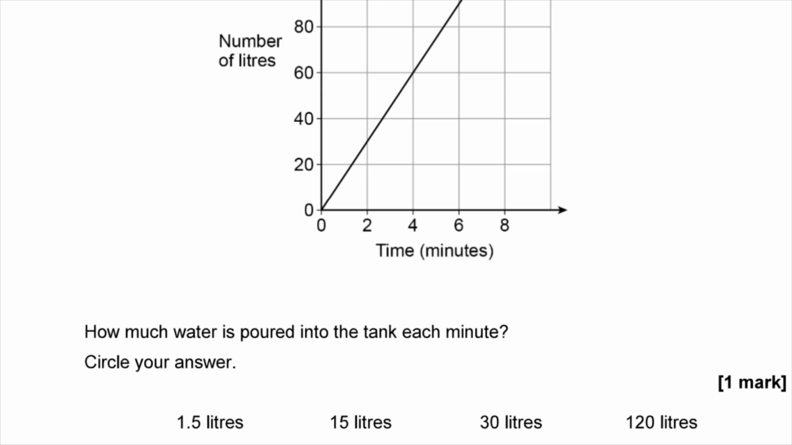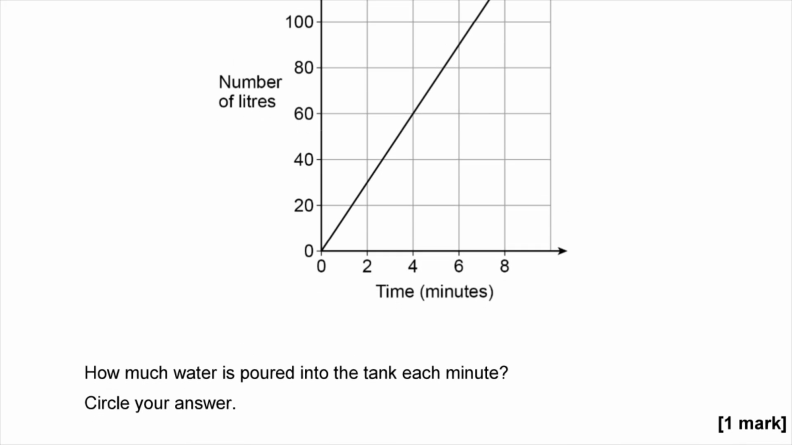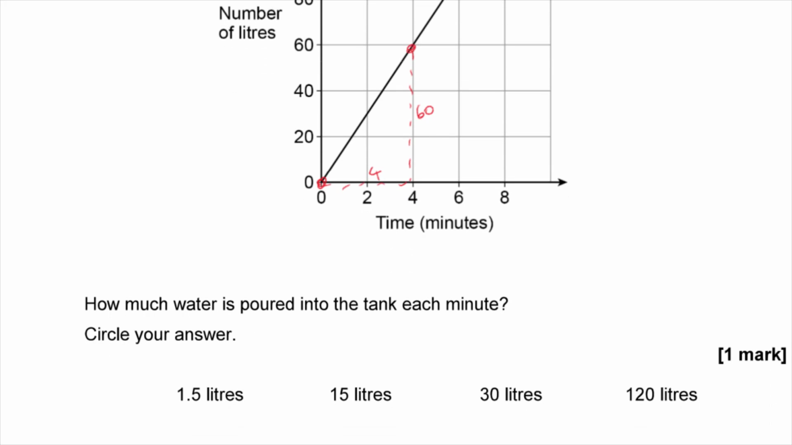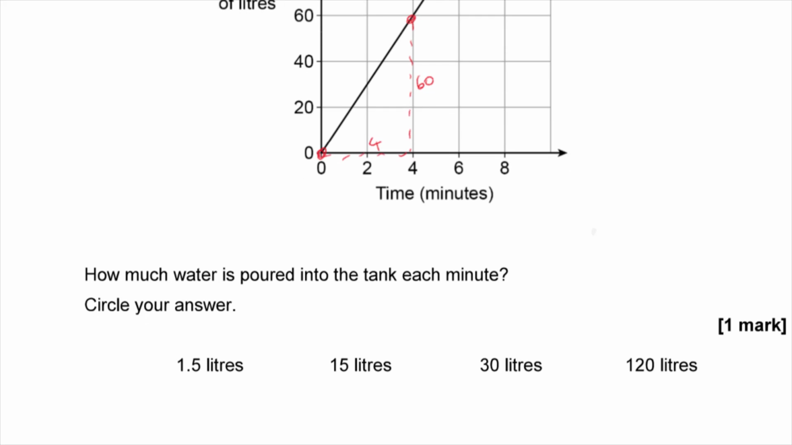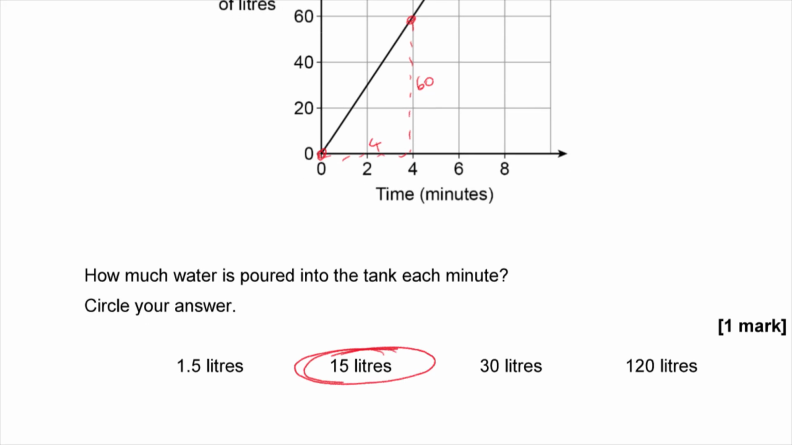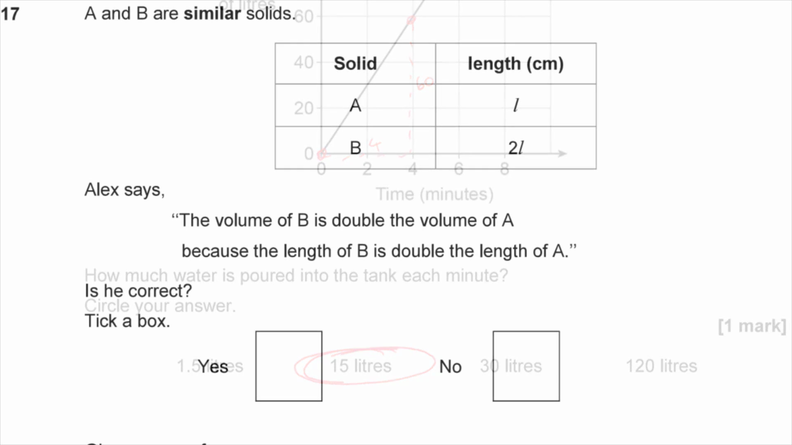Circle your answer. Basically what they're asking us here is the gradient. So we can do that by working out what change in y is divided by change in x for any 2 given points on the graph. So the distance from there to there, in the y-axis is going to be 60, and the distance along there is 4. 60 then divided by 4 is 15. So every minute this is going up 15 litres. It's that one there. Can't draw a circle. There we go.